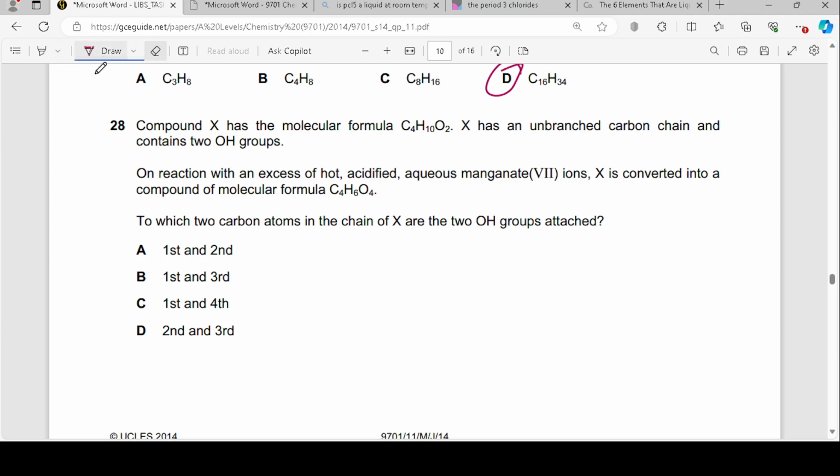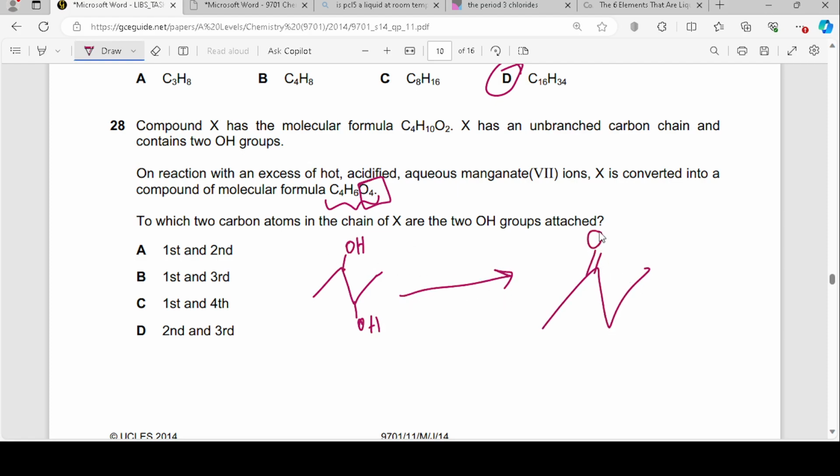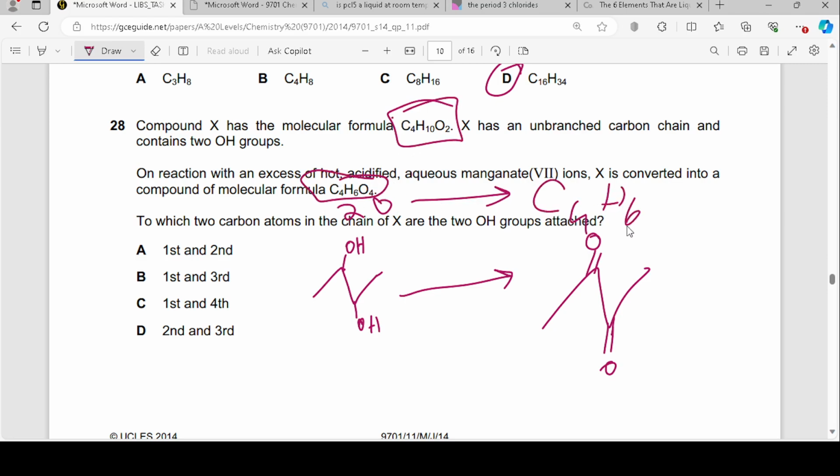Okay, so we shall draw this compound. It has an unbranched carbon chain and it has two OH groups. If I had OH on the second and third carbon atoms, then when you oxidize it completely, you would get ketones, with oxygens and double bonds, and that is problematic because the formula shows four oxygen atoms. It cannot have oxygen atoms on the second and third positions because two oxygens from C4H10O2 became four oxygens in C4H6O4. So option A must be wrong, option B must be wrong, option D must be wrong.